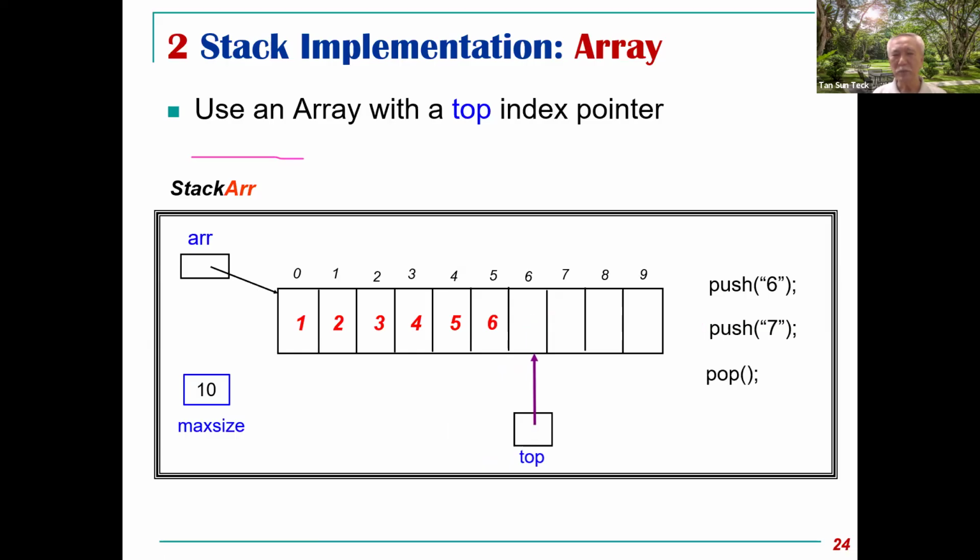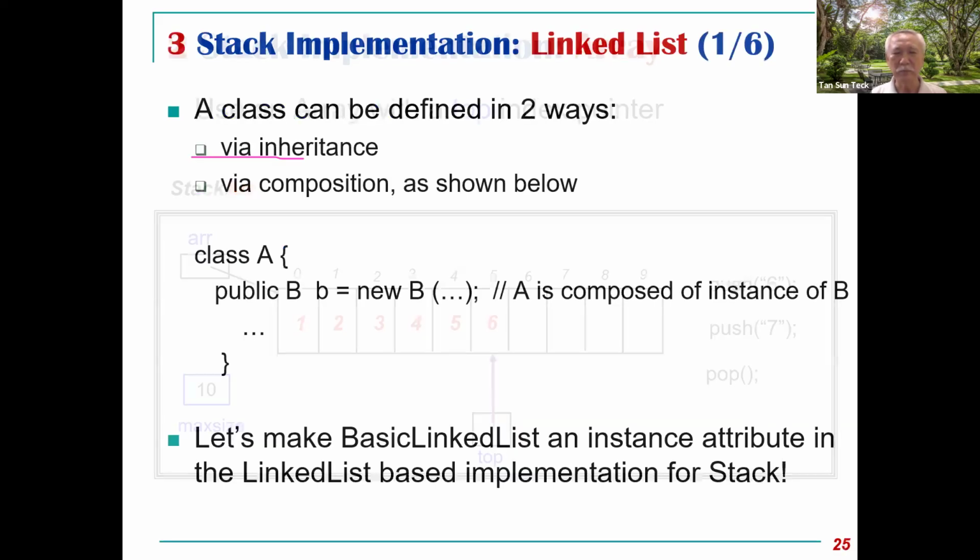When you pop, you just delete it, and then you have to move your pointer back so that the pointer is always pointing to the top element. Basically, this is how you make use of a stack implemented using an array. Just an index pointer will do.